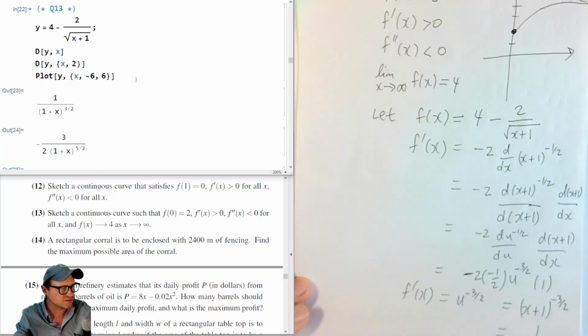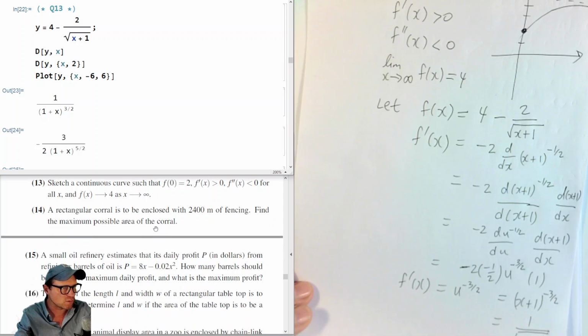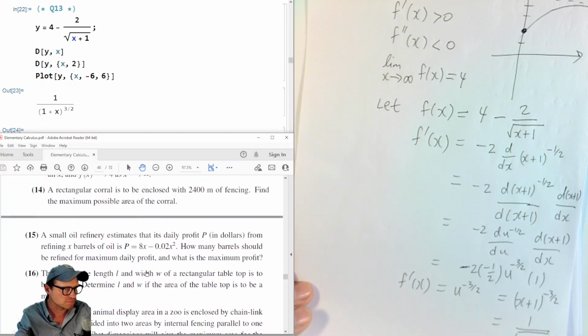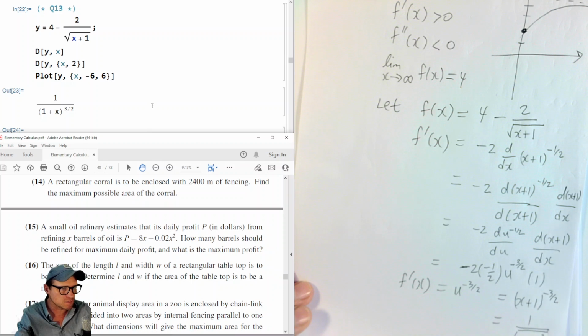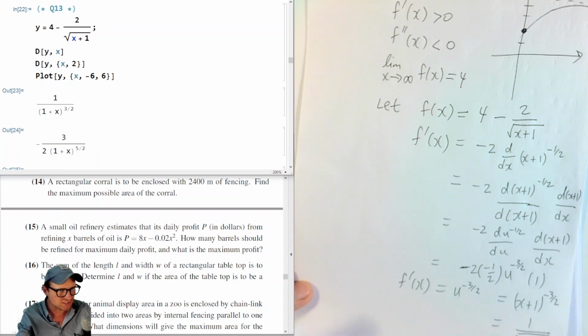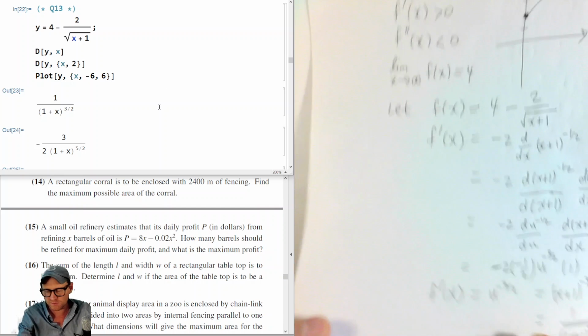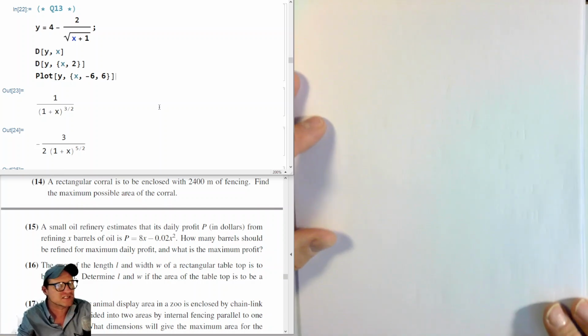Okay, let's move on to question 14. So now we begin to do some optimization. We're finding maxima and minima subject to a constraint, but we're going to do this without Lagrange multipliers. We're just going to do this with basic calculus.